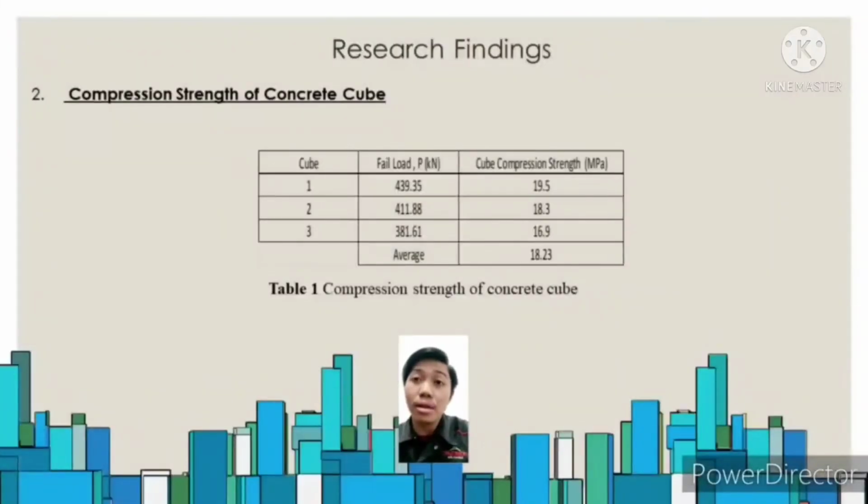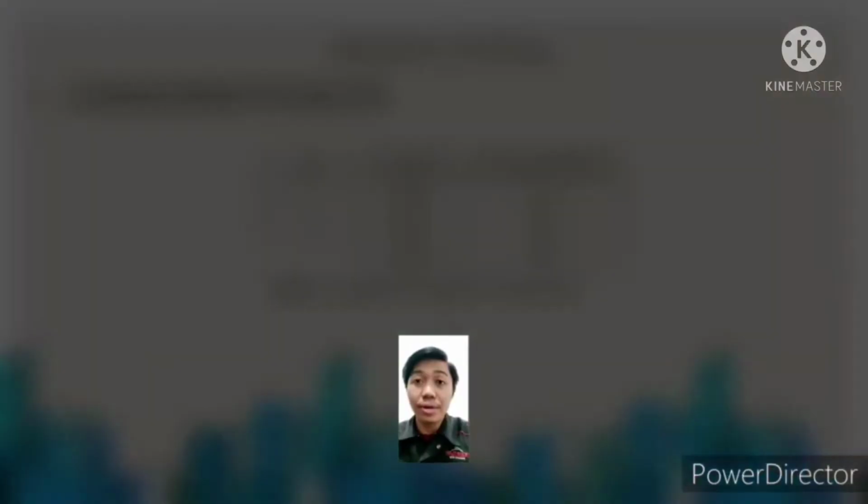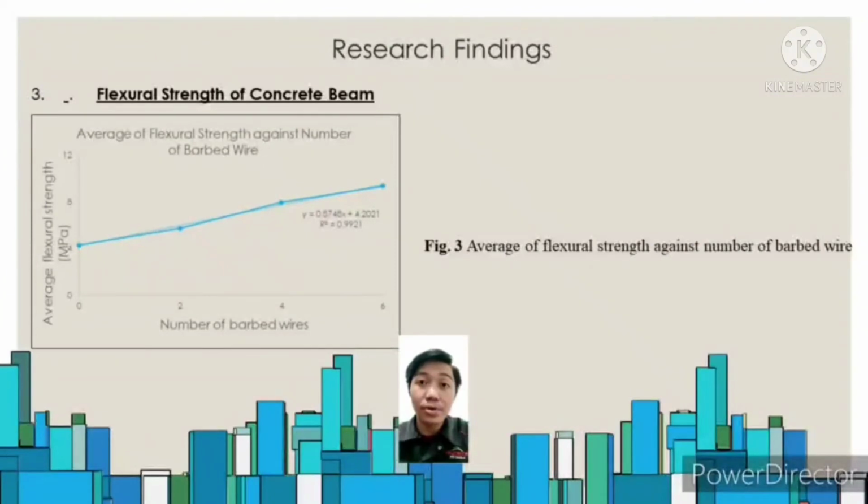In Table 1, the average compression strength is 18.23 megapascal, and in theory, the flexural strength is 10 to 20% of compression strength. In Figure 3, the highest average flexural strength is the sample with 6 barbed wire, which is 9.4 megapascal, while the lowest is with 0 barbed wire, which is 4.4 megapascal, due to the contribution of barbed wire.